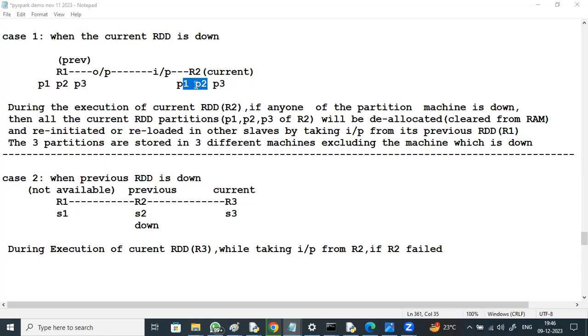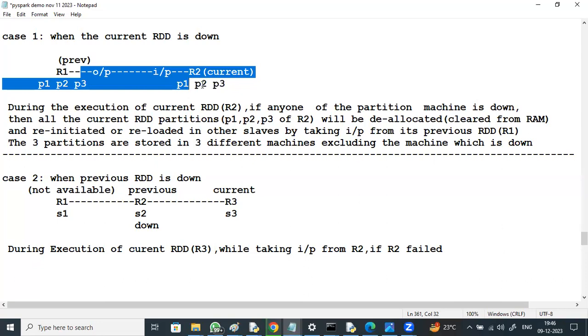Here, whenever a particular system goes down, automatically its RAM gets cleared. The output will be collected and stored again on different machines. In which systems it is stored is not fixed to a particular system; there is some priority and some process for it.